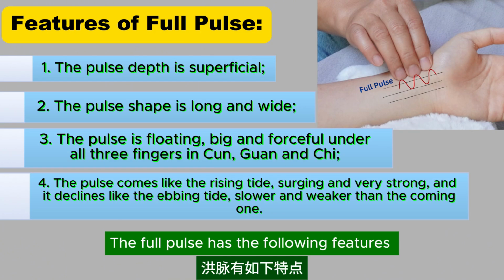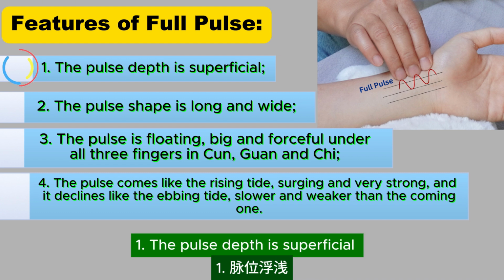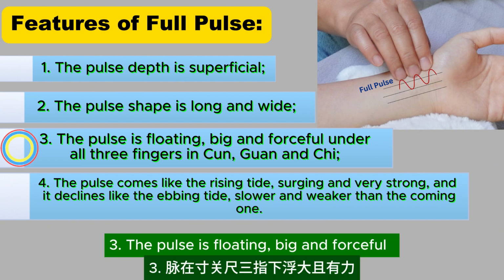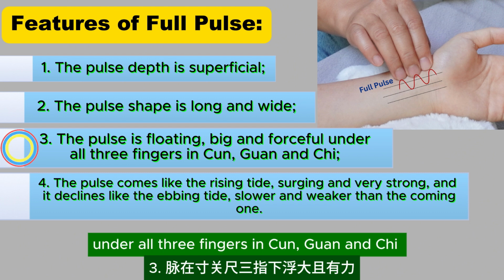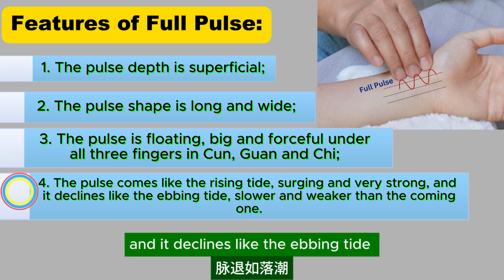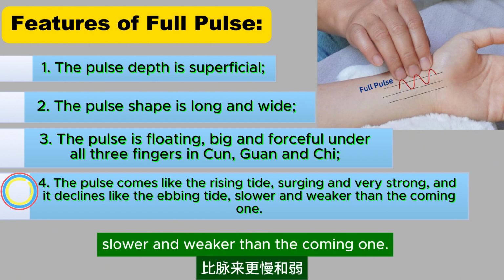The full pulse has the following features. 1. The pulse depth is superficial. 2. The pulse shape is long and wide. 3. The pulse is floating, big and forceful under all three fingers in Cun, Guan, and Chi. 4. The pulse comes like the rising tide, surging and very strong, and it declines like the ebbing tide, slower and weaker than the coming one.